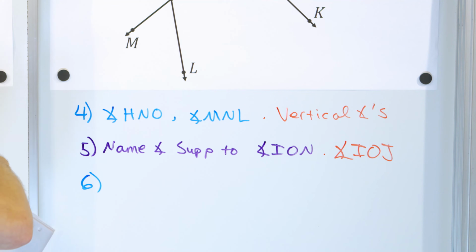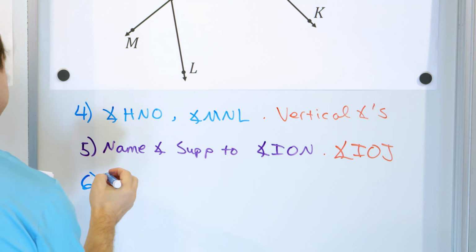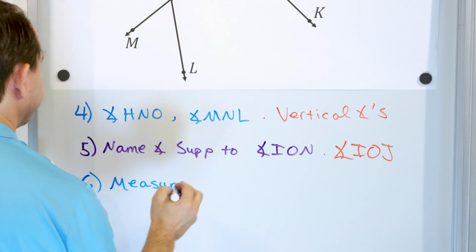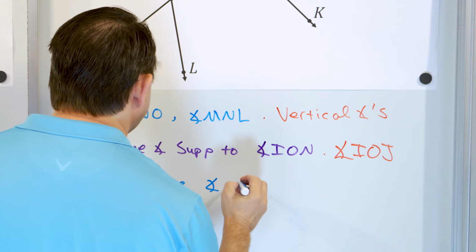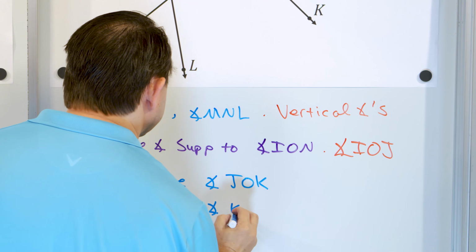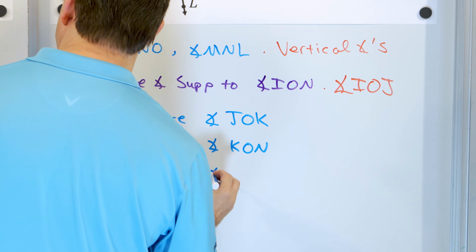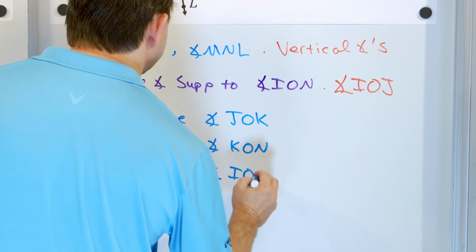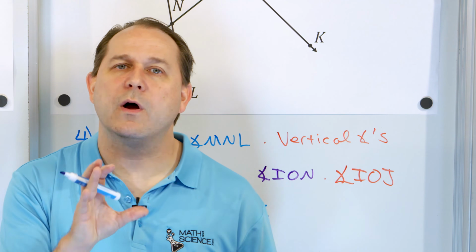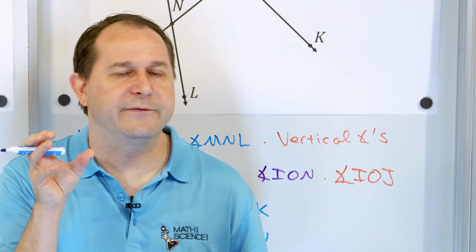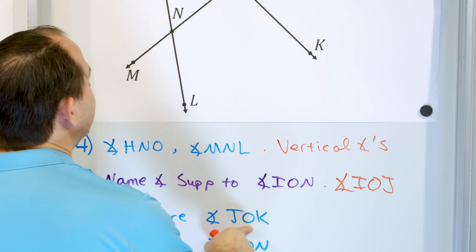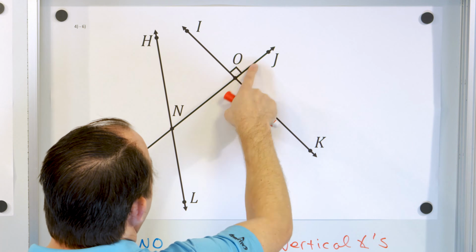Problem number 6. So I want you to measure the following angles. Angle JOK, angle KON, and angle ION. Now, when I say measure it, I don't want you to get a protractor out and measure it. I want to look at the drawing, and from the drawing, let's try to figure out what these angles are. So let's take a look at the first one, JOK. So here we have JOK.